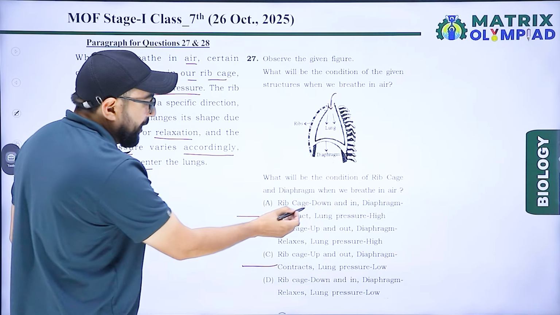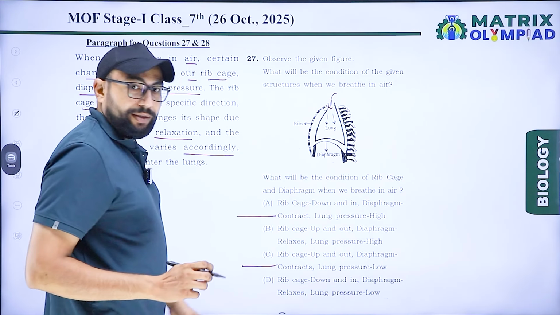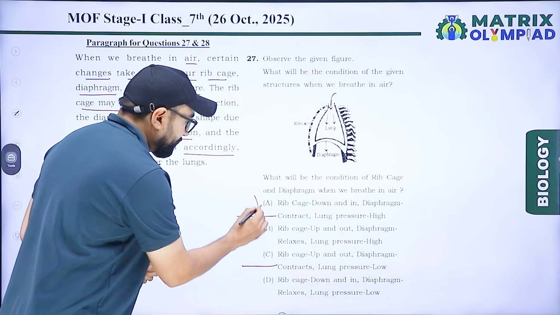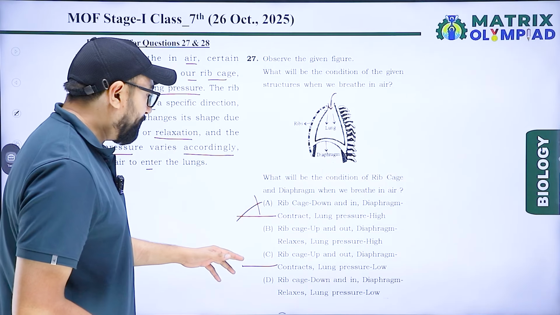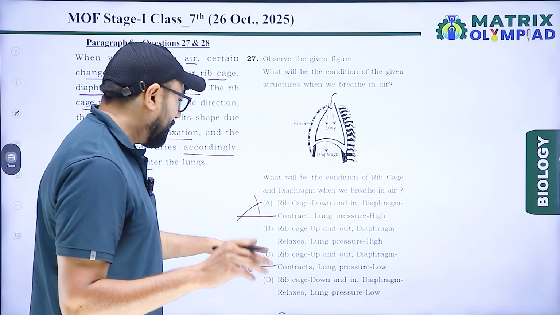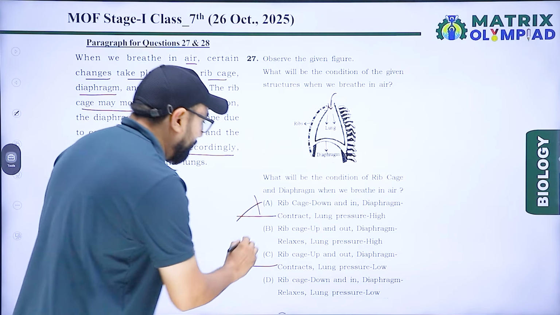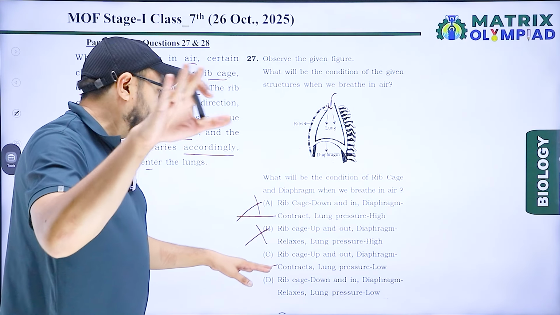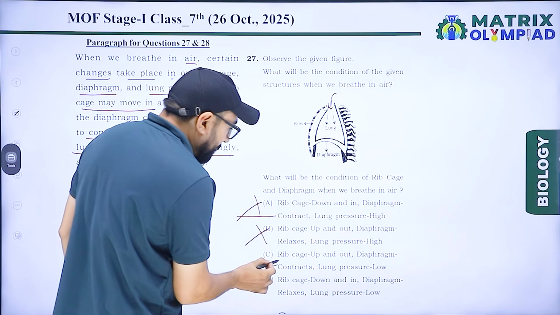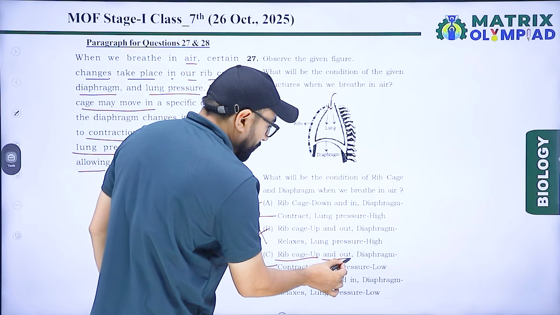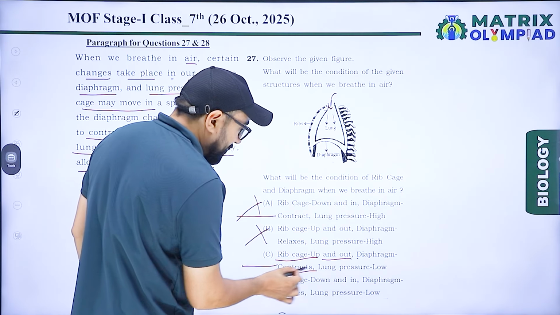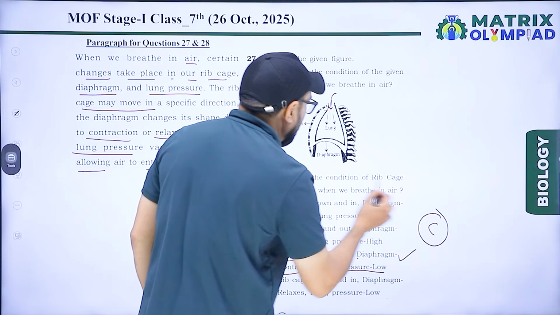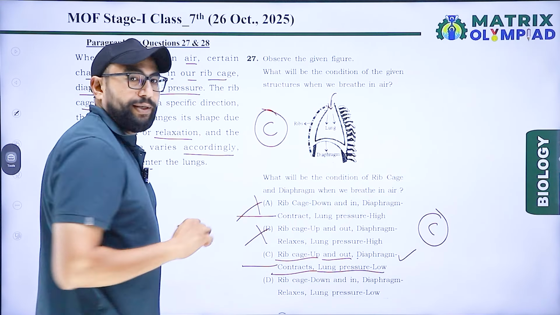A. Rib cage down and in, rib cage up. So that is wrong. Rib cage up and out, right? Diaphragm relax, no. Diaphragm contracts. Lung pressure high, no. Lung pressure is low. Rib cage up and out, diaphragm contracts, lung pressure low. Option C is the right answer for this question.